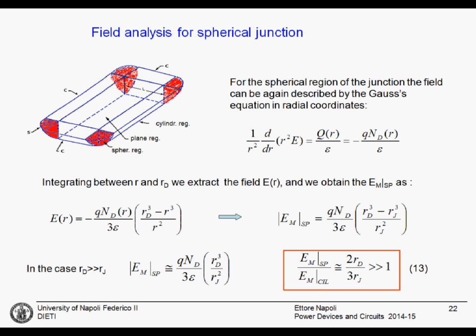The electric field is 0 at the edge of the depletion region. Yes, it's integrating as a function of r. You get the electric field as a function of r. The maximum also is obtained for r equal rj. Again, you can neglect rj with respect to rd, and you get this final relation. This is the maximum electric field for the spherical junction.